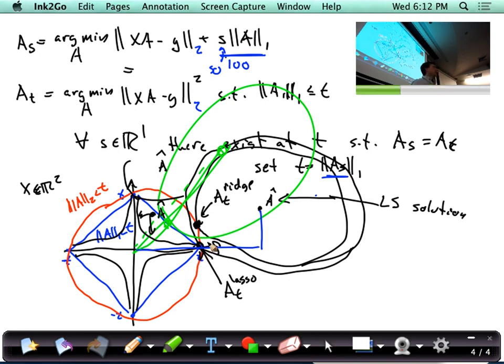Okay, so that's kind of the picture of what's going on here. It kind of makes sense. All right, so how do we solve this? How do we find this point?